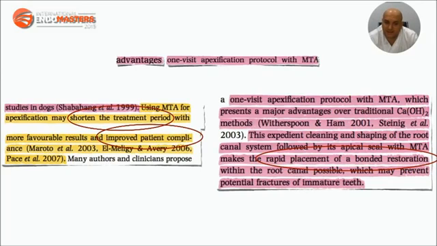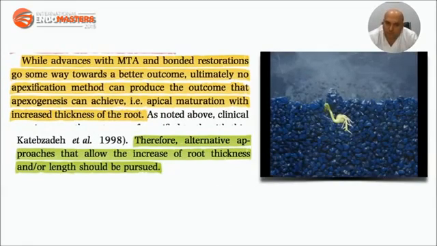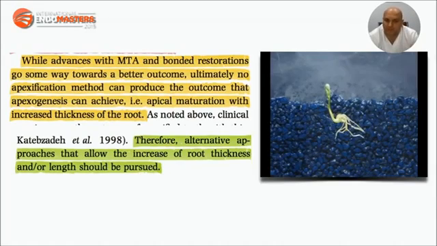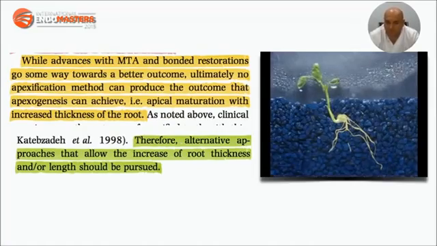And although the technique lacked continuous root development, it was considered very predictable, and for many clinicians around the world, it still is the standard of care when treating the necrotic immature root. But while advances with MTA and bonded restoration go some way towards a better outcome, no apexification method can produce the outcome that apexogenesis can achieve. But what could be done better for the necrotic immature teeth?